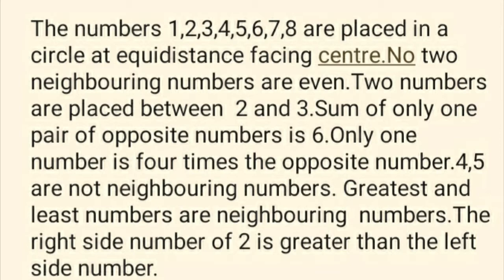Two numbers are there between 2 and 3. Sum of only one pair of opposite numbers is 6. Only one number is 4 times the opposite number. 4, 5 are not neighboring numbers. Greatest and least numbers are neighboring numbers. Right side number of 2 is greater than left side number. 8 clues are given here.